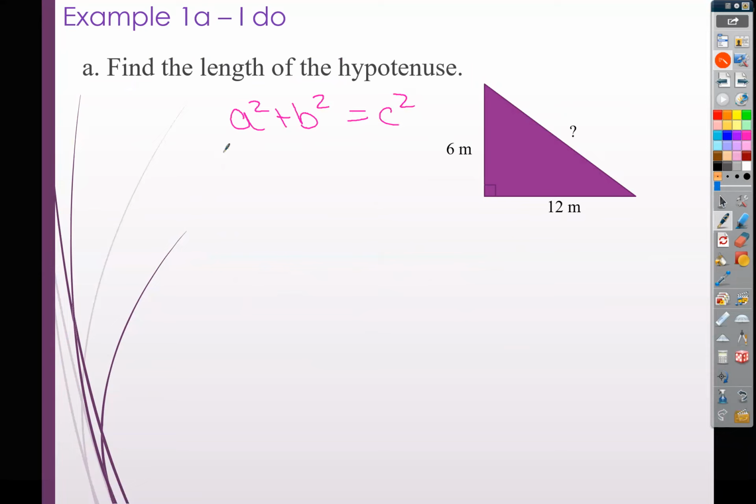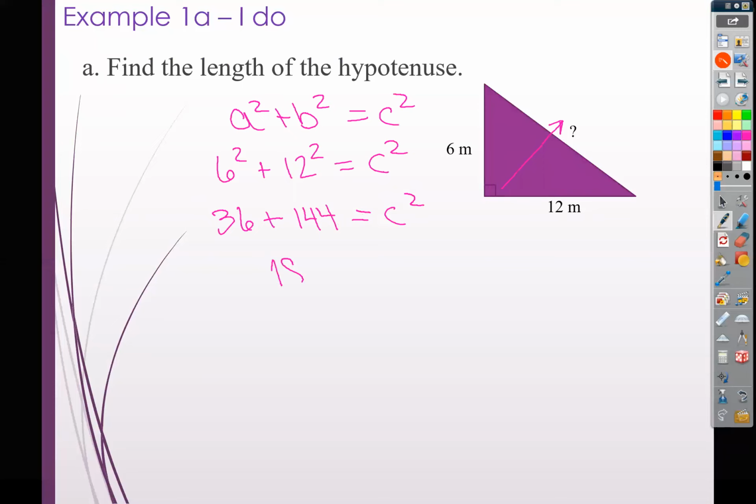A and b, it doesn't matter which is which. They're just the length of the legs. And c is always across from the right angle. It's always the hypotenuse. Okay, so if we solve this, 6 squared is 36, 12 squared is 144.